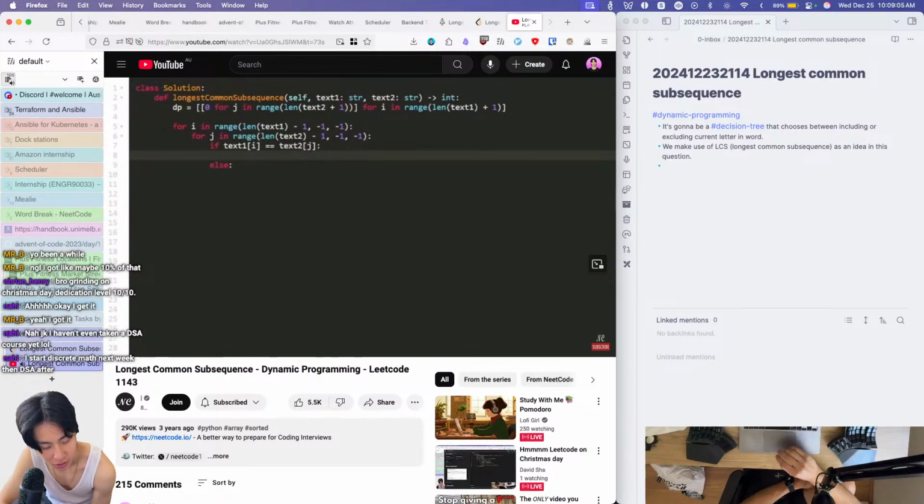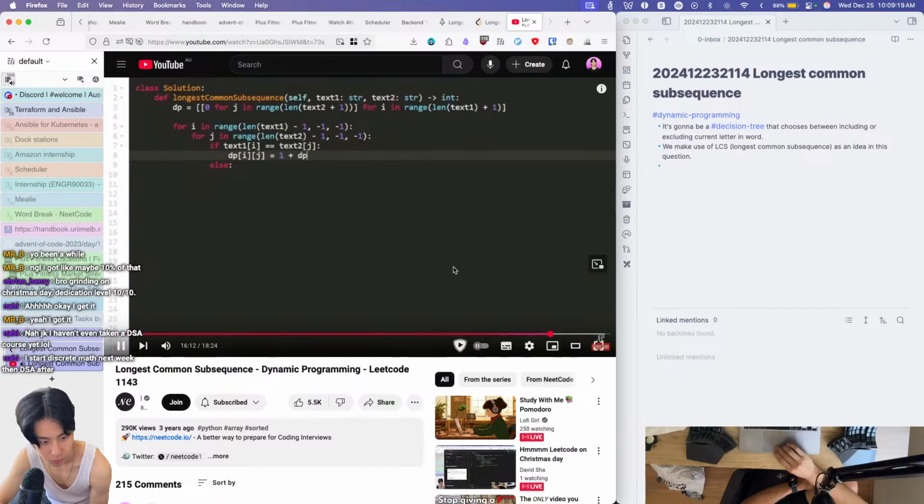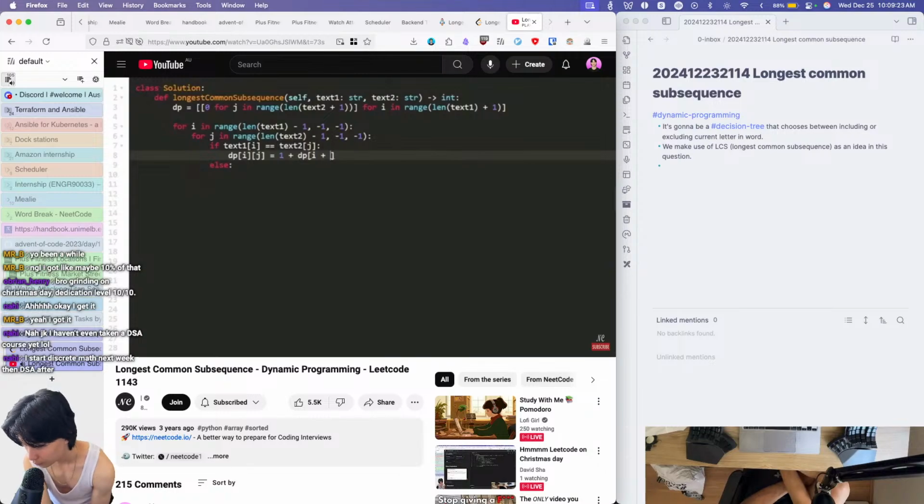So remember, if they do match each other, then at this position, dp of I, J, because we're trying to fill in every single cell, we can simply take 1 plus the diagonal. How do we find the diagonal? Well, we can say I plus 1 and J plus 1, right? That gives us the diagonal. And remember, we're adding 1 to it because these characters match. That means we add a 1.